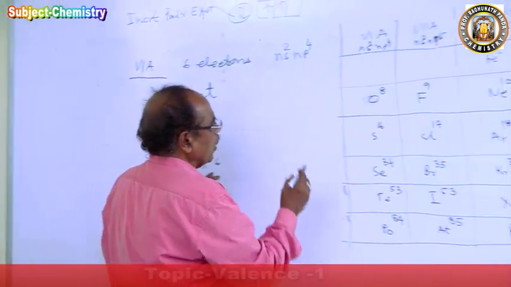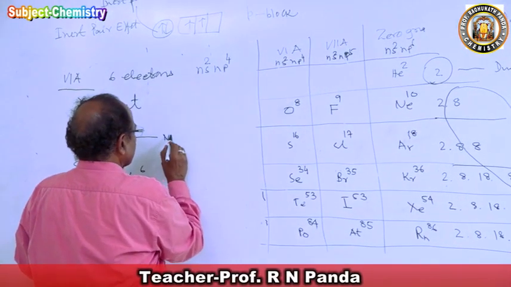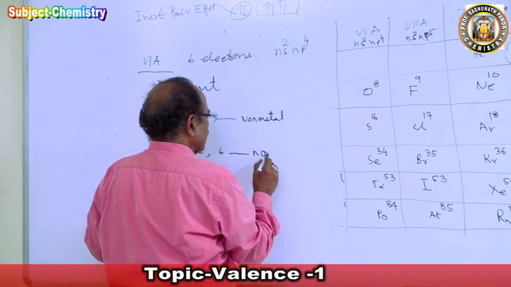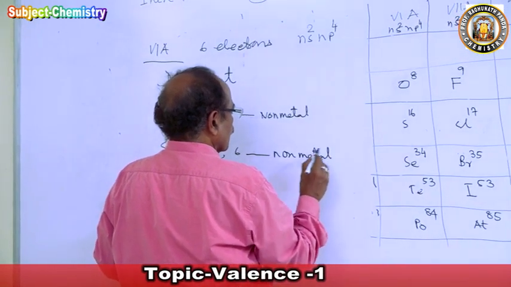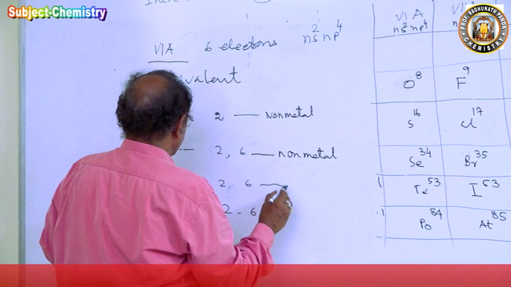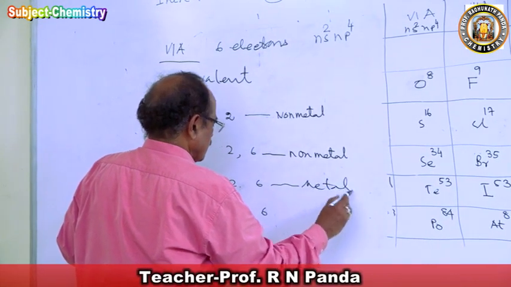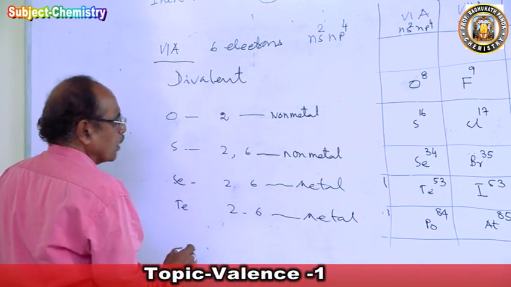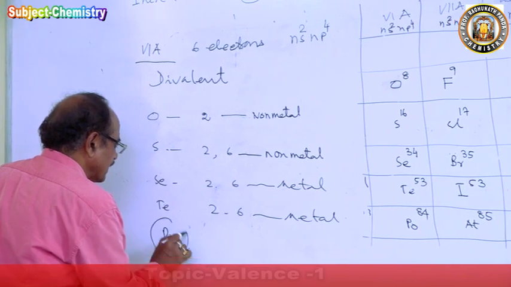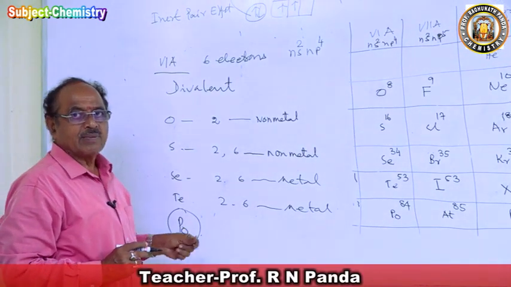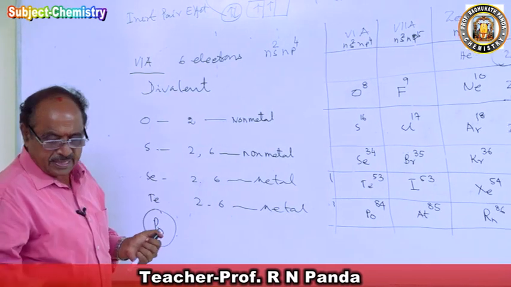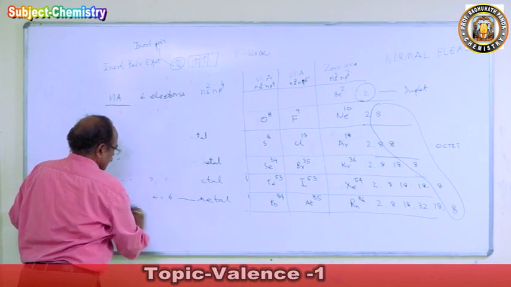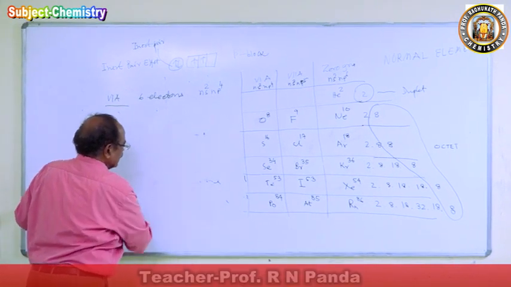Oxygen is a nonmetal, and sulfur is a nonmetal. Selenium is a metal, and tellurium is a metal. And we have polonium. Polonium is a radioactive element. This element is a radioactive element. They undergo constant, spontaneous disintegration. So oxygen only exhibits valency 2.